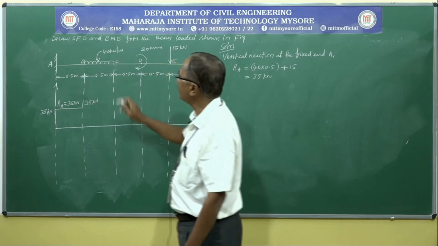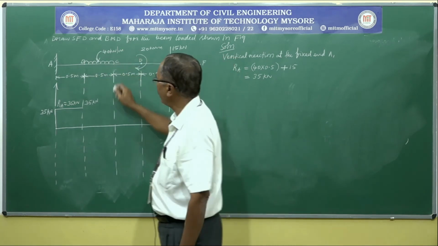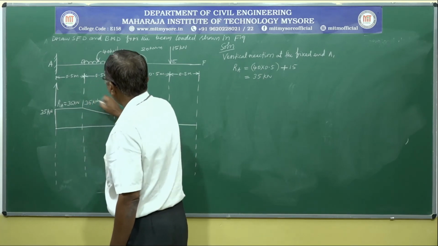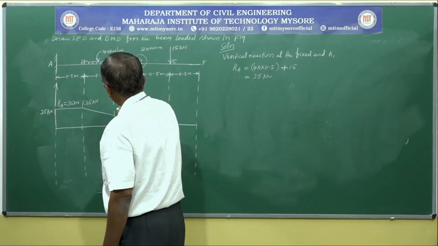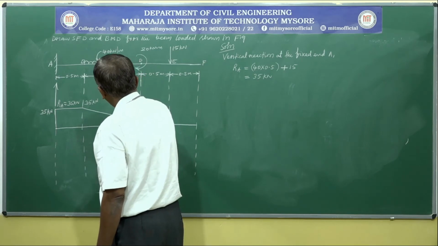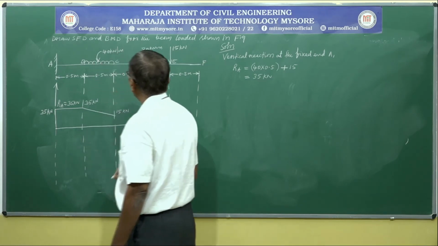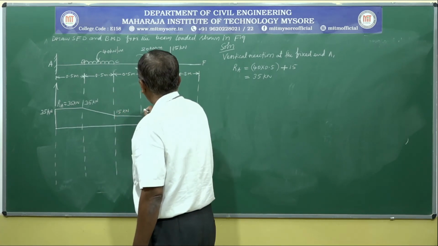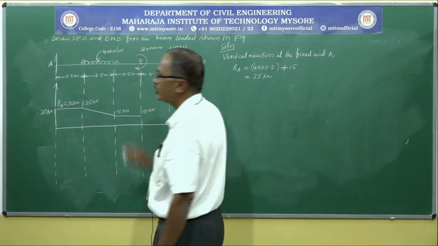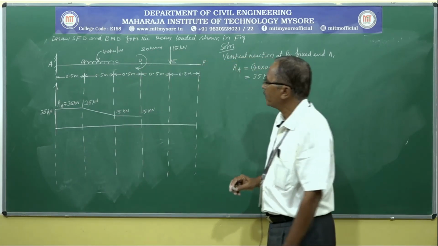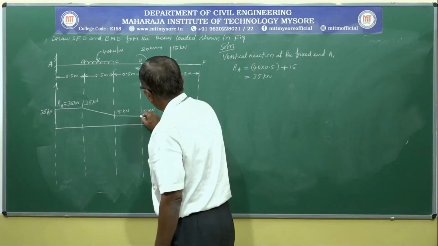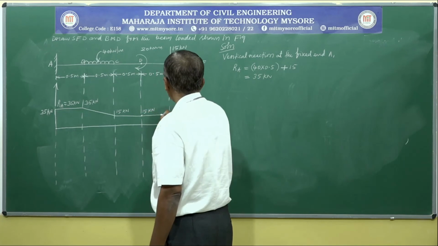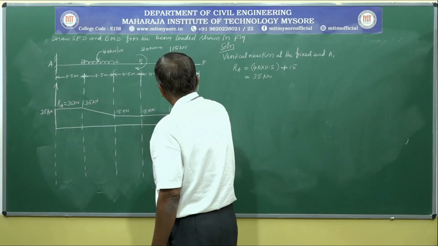There is UDL between B and C. Convert UDL to a point load, 40 into 0.5, 20. Come down linearly by 20 kilonewton, 35 minus 20, it is 15 kilonewton. C and D, no load, 15 kilonewton. As we know, there is no change in shear force diagram for external moment. At point D also shear force is 15 kilonewton. Between D and E, no load, horizontal line, 15 kilonewton.